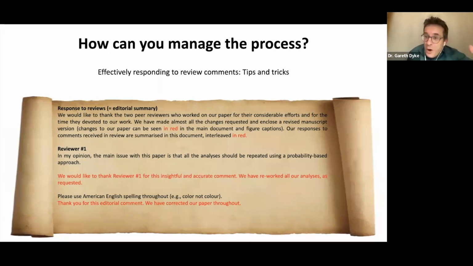Make the editor's job easier. Make your response document comprehensive. Answer all of the comments, even the small ones. As you can see in this example here, the reviewer is asking for American English. Thank you for this editorial comment. We have corrected our paper throughout. The editor will see this. The peer reviewer will probably see this, and they'll think, they made the changes.